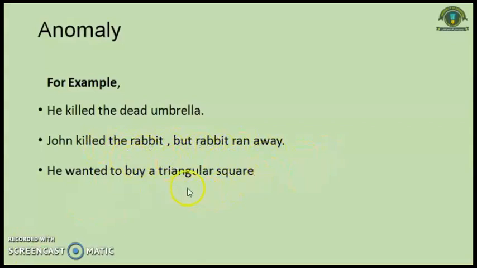He wanted to buy a triangular square. Here is another example of an anomaly. Triangular square is something contradictory, something based on meaninglessness. So this is an anomalous expression. So anomaly is uninterpretable semantic senses. It means nonsense words. If we have the knowledge of the semantic system of a language, then we can understand anomalous expressions or anomalous sentences.